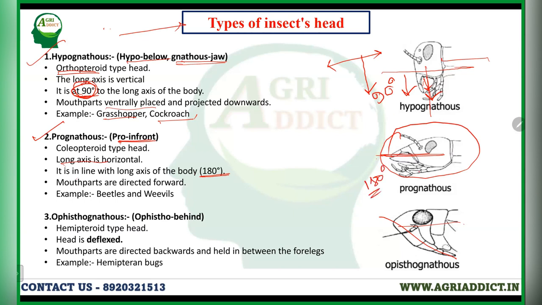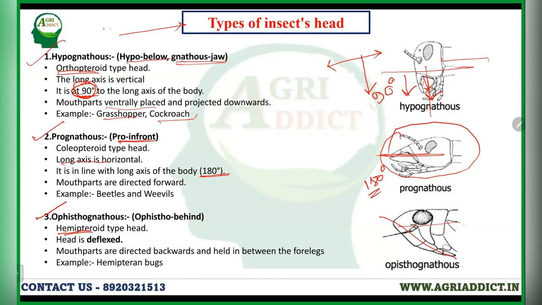Okay. And another type of head is the opisthognathous type of head. Opistho means behind. Its mouth part is completely behind, between the first pair of its legs and the head. Its mouth part is directed towards the first pair of its legs. And it is also known as the hemipteran type of head or bug type of head.